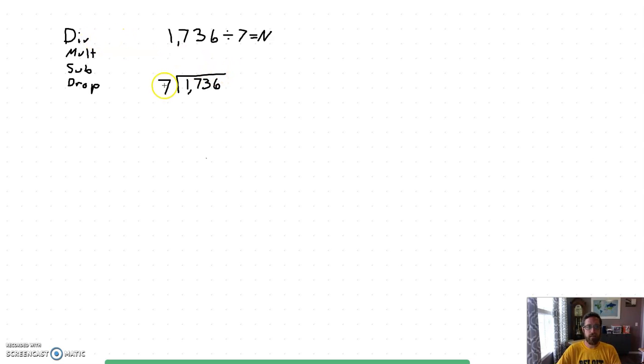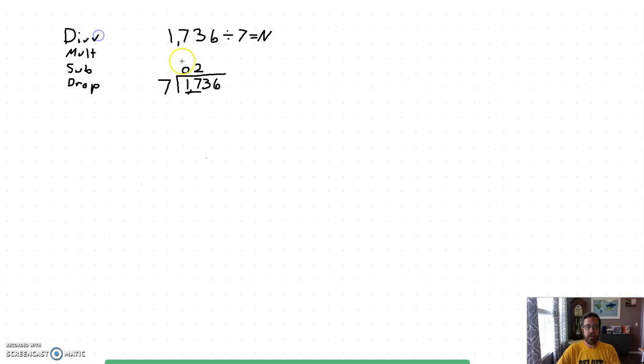So first thing I'm going to do is divide. Does 7 go into a 1? No, so just as a placeholder, I'm going to put a 0 there, okay? Now I'm looking at the first 2 numbers, 17. How many times can 7 go into 17 without going over? Well, that would be 2.